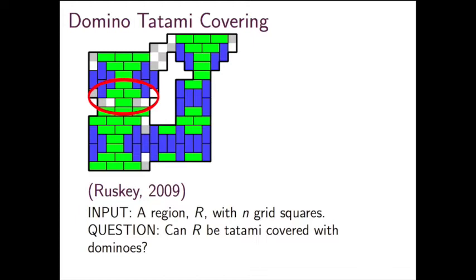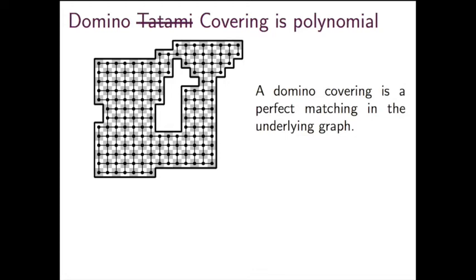On the other hand, if you remove the tatami restriction, this problem is polynomial. The way that we can see that: you all know about this thing where you take the chessboard, you remove the two corners of a chessboard, and you try to cover it with dominoes, and then you know that you can't because of the way that it's colored. So I guess that's an instance of this problem.